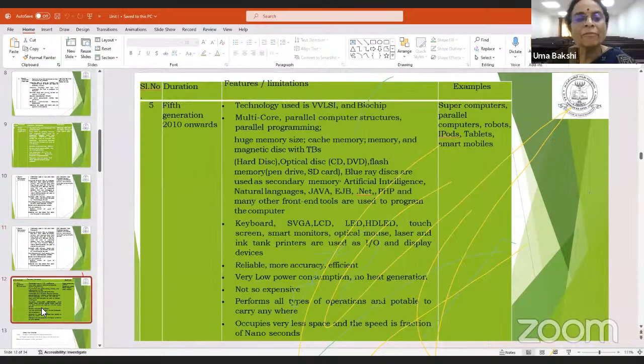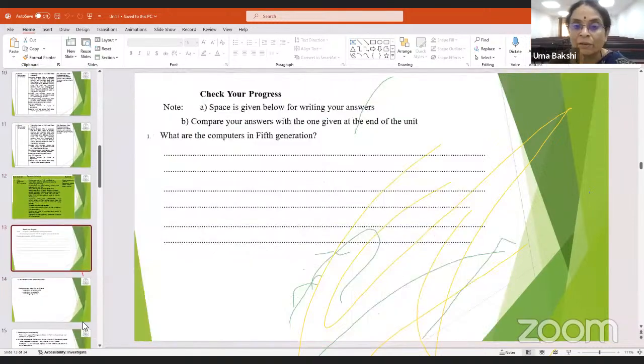So now we have fifth generation computers. We have technology used VVLSI and biochip, and we have multi-core parallel computer systems. Now today we can connect to n number of people at once, like how you people are seeing and understanding. So we have n number of ways to connect to different people. Internet has come, and internet is more compatible for us to reach anyone, any place, at any point of time. So that is the advantage of having this kind of computers.